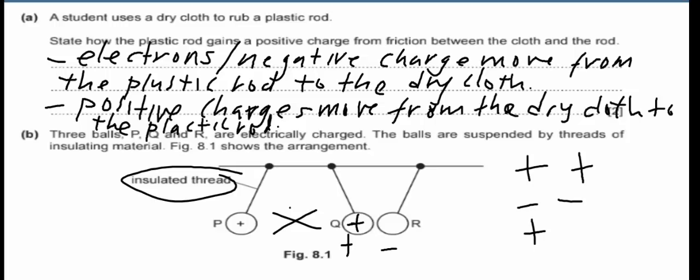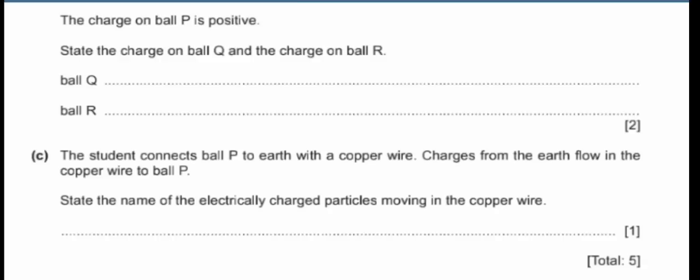Now as for the positive and negative, you are going to have attraction here. So this one, repulsion. This one, repulsion. So you can say as for Q, it is going to be a positive charge. Then as for R, it is going to be a negative charge.